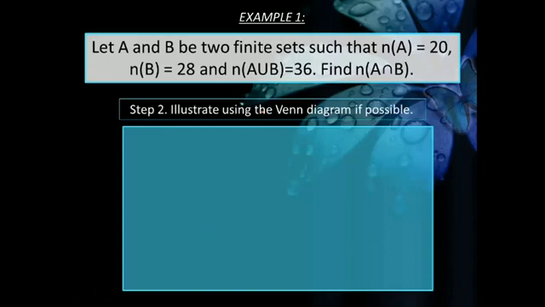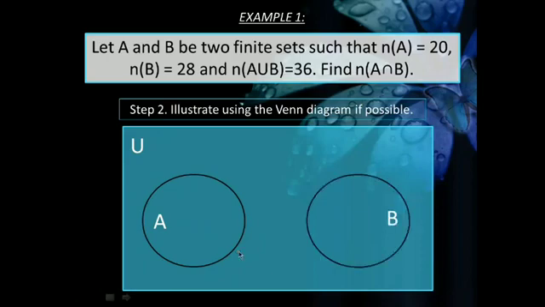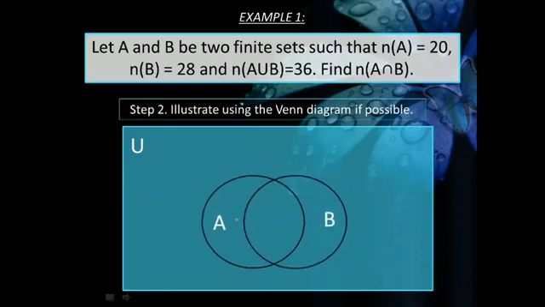So step 2, illustrate using the Venn diagram if possible. Is it possible? Yes, of course. Our goal is to find the number of elements of A intersection B. So we have here a universal set, and then set A and set B. We combine them both to find what is in the center, which is the A intersection B. So this is the shaded region. Okay, so next step.